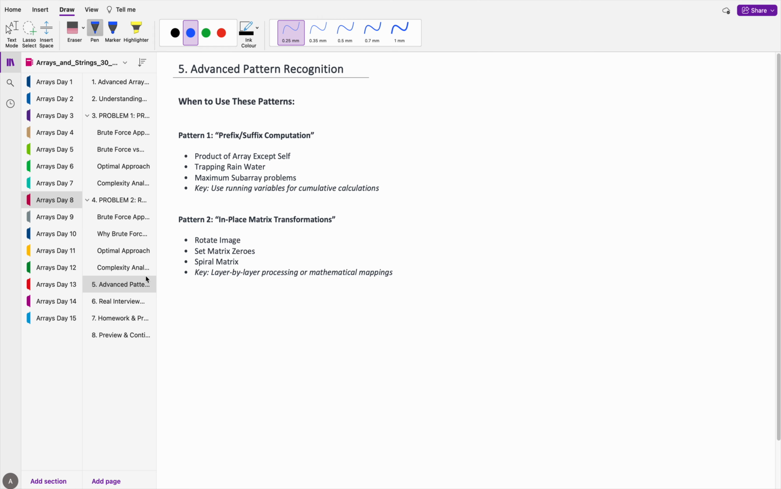Now let's talk about advanced patterns. So here, when to use prefix suffix, we have talked about two main things.